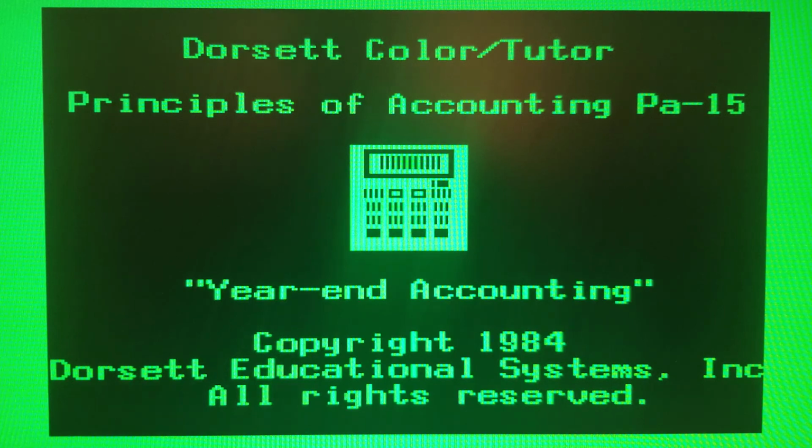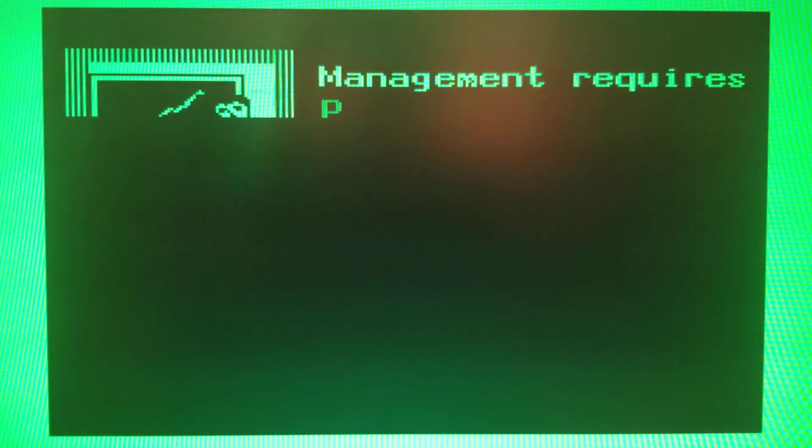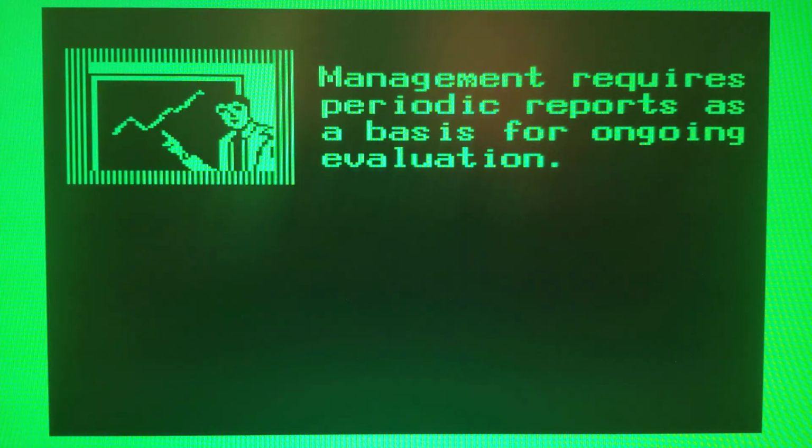This is your 15th program in the series on the principles of accounting. Management requires periodic reports as a basis for ongoing evaluation of operations and for special measures if necessary.